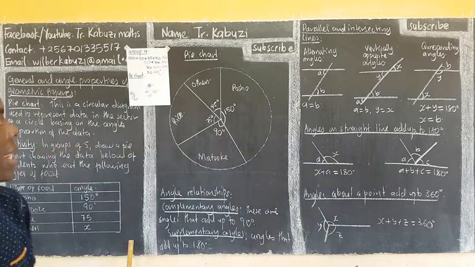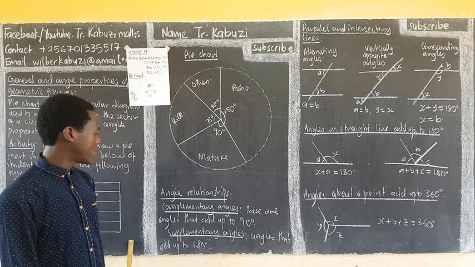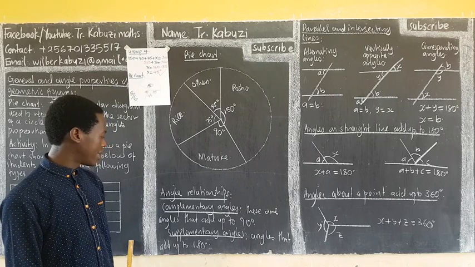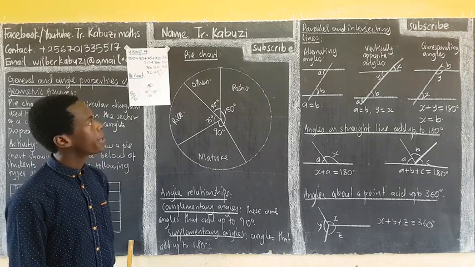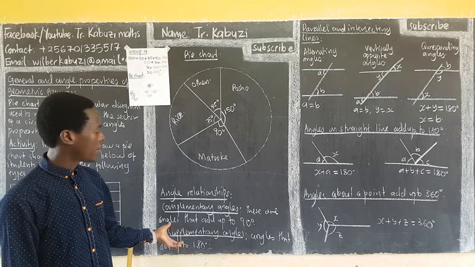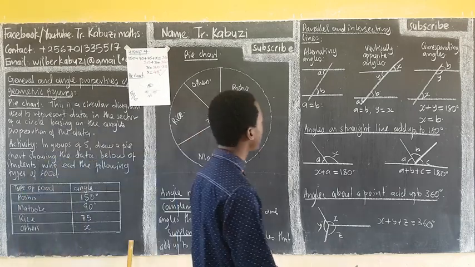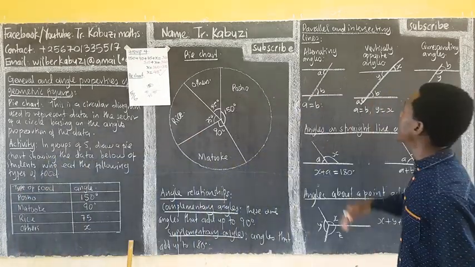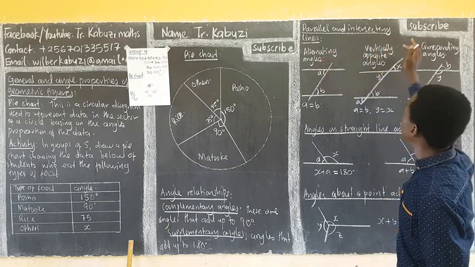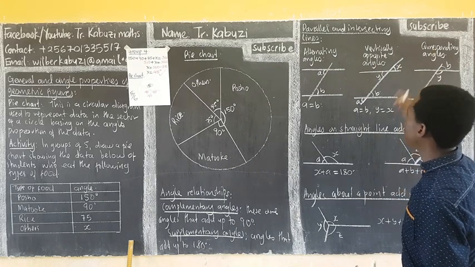Let us see now angle relationships. We have what we call complementary angles. These are angles that add up to 90 degrees. Supplementary angles add up to 180 degrees. These are the things I think we saw at primary level. You saw them, so that's why I'm just commenting. You know that complementary angles add up to 90, supplementary 180. They give you parallel and intersecting lines. They produce alternate angles. They produce vertically opposite angles. They produce also corresponding angles.